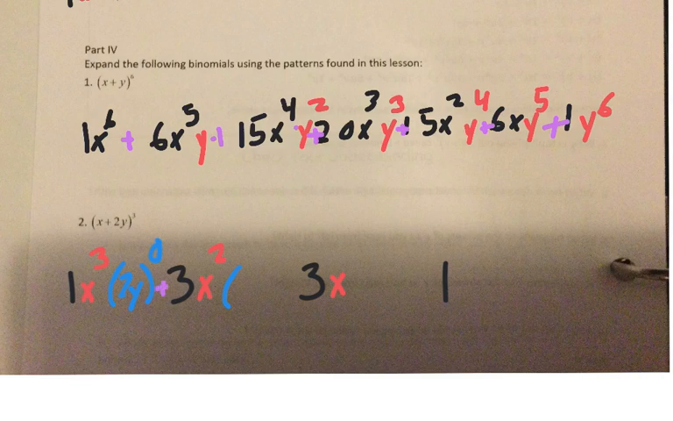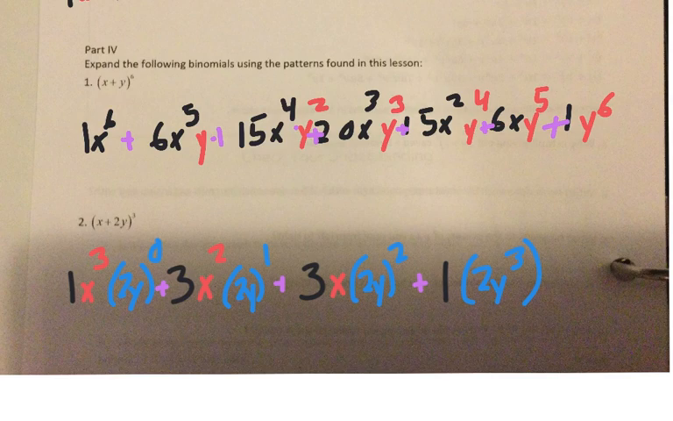Plus 2y to the 1st. Plus 2y to the 2nd. Plus, and then here at the end, this one's going to be 2y to the 3rd. And then we have to simplify this.